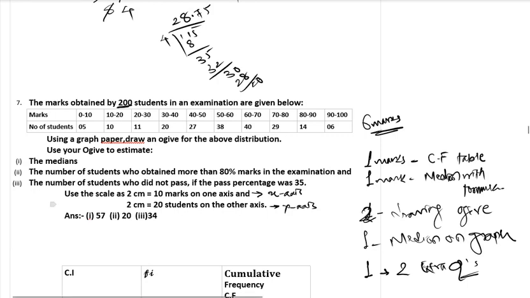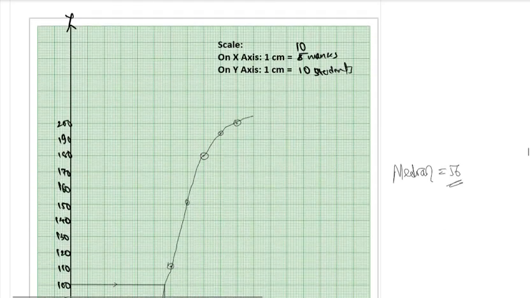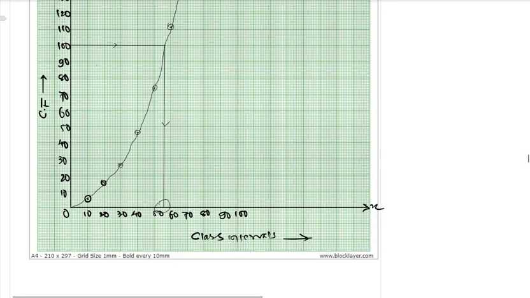Now the last two questions are based on the ogive also. Using your ogive, you have to estimate the number of students who obtained more than 80% marks. So the percentage of marks is on the x-axis. And where is 80 percentage? Let us zoom in and see.